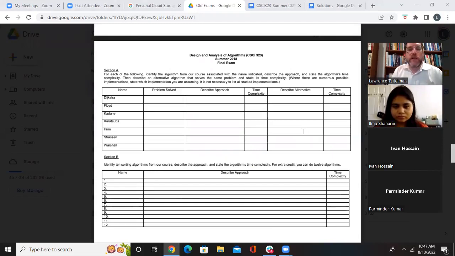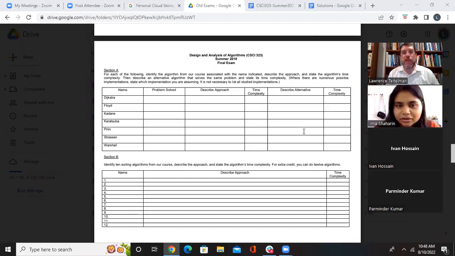For each of the following, identify the algorithm from a course associated with the name indicated, describe the approach and state the algorithm's time complexity. All right, so what does Dijkstra solve? SSSP, good. Describe the approach. So it's a greedy approach. We're not going to describe the whole algorithm. What's its time complexity?